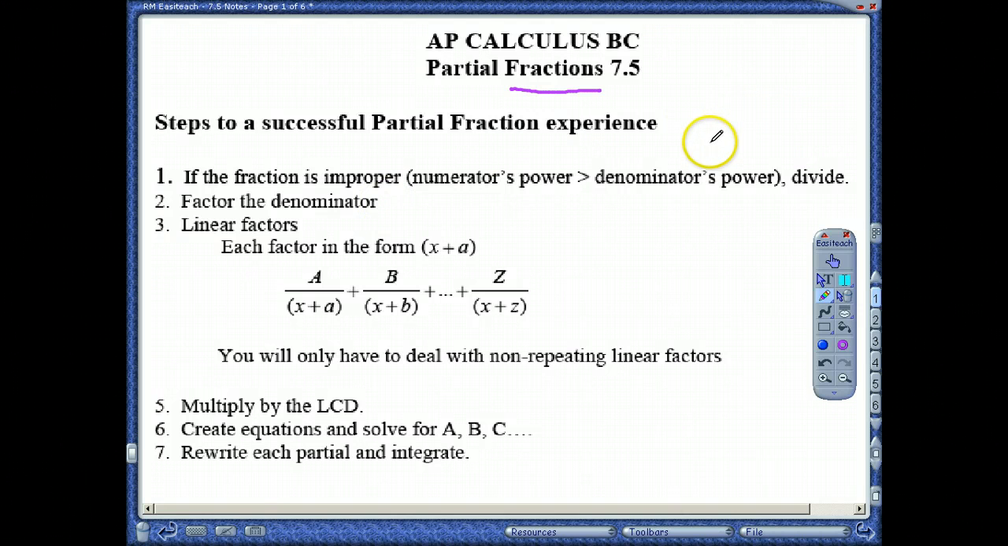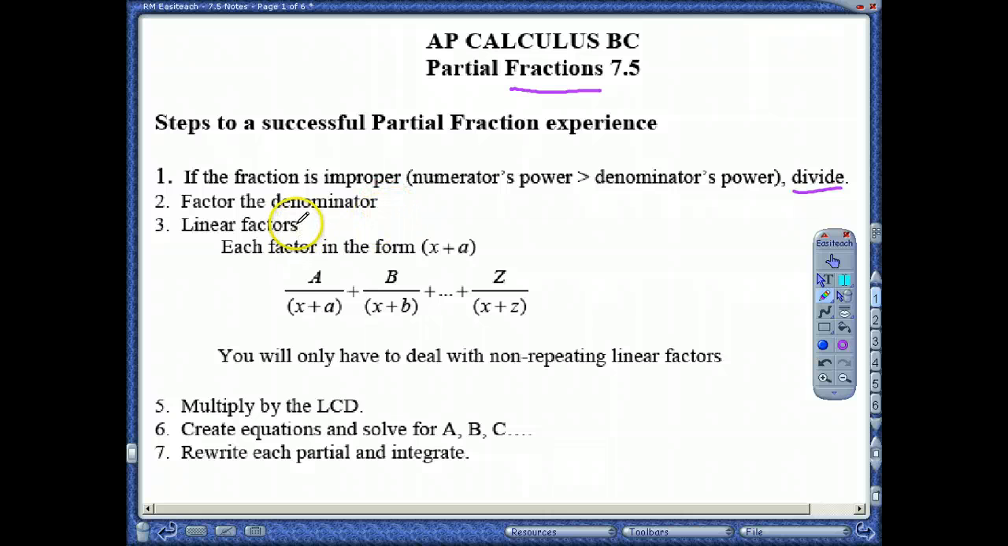All right, so these are the steps that we're going to use when we have decided we have a partial fraction experience. The first thing we're going to do is make sure that our fraction is proper. If you have a numerator's power that is bigger than the denominator's power, you are always going to start off and divide. That is pretty much in any case, whether you've got partial fractions or U substitution or anything. Power on top's bigger, divide. Then you're going to factor the denominator, because really that's what sets partial fractions apart from inverse trig functions, is that you can factor the denominator.